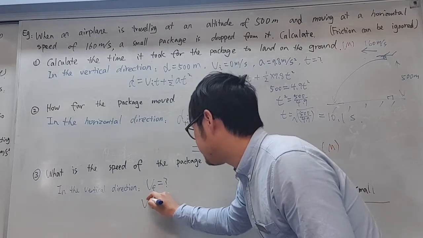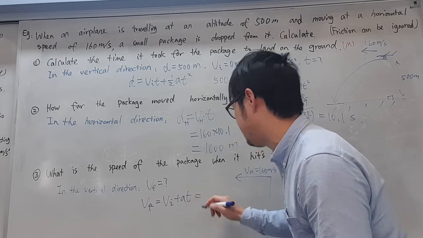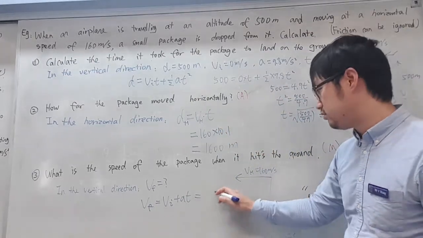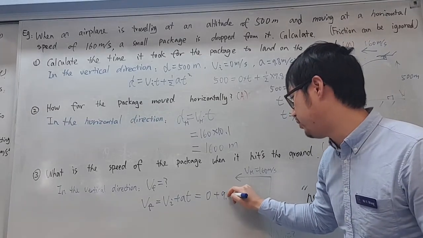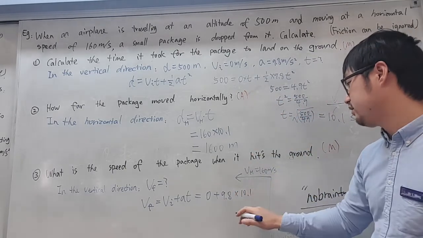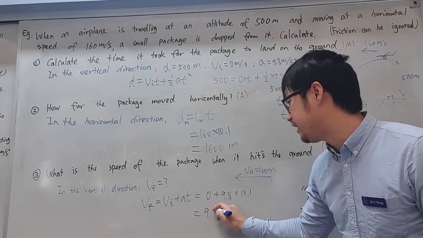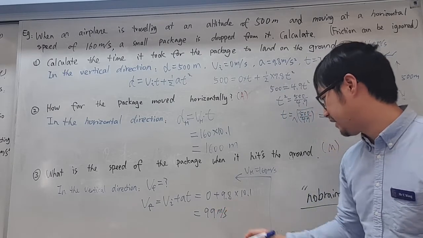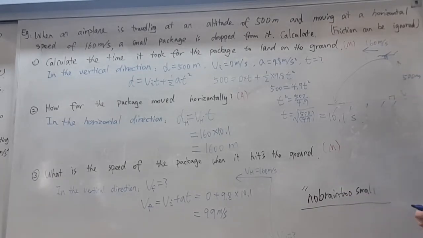So the V final is going to equal VI plus AT. Okay, what is VI? VI was 0. There was no vertical speed at the beginning. And then add acceleration, 9.8. And then time, we calculated time here, 10.1. Yeah, so about 99 meters per second. Okay, so now I know the vertical speed at the end will become 99 meters per second.